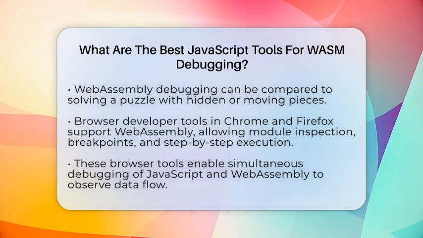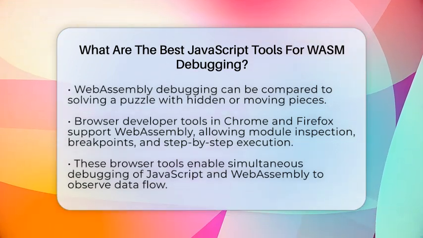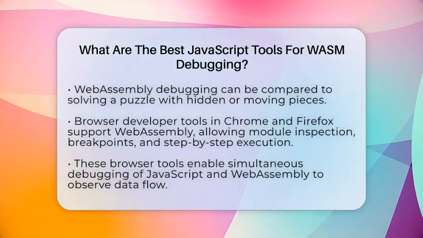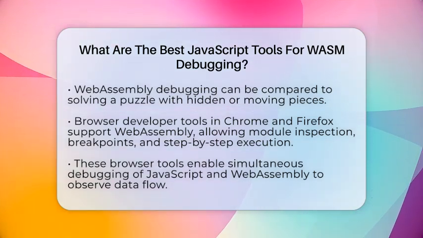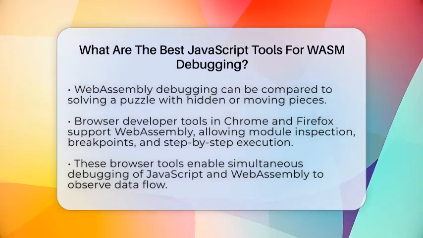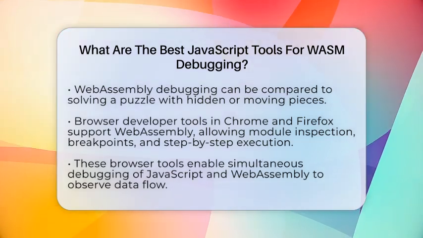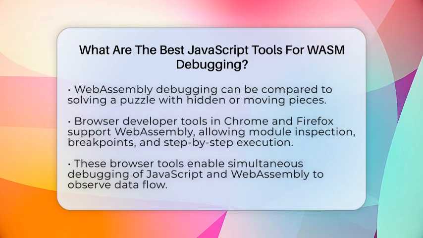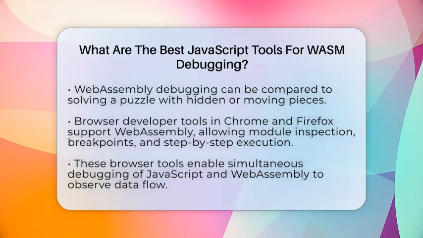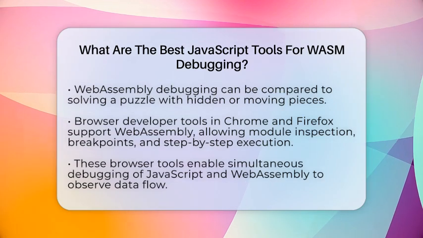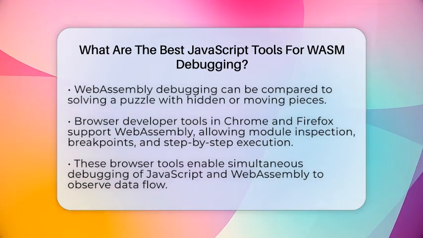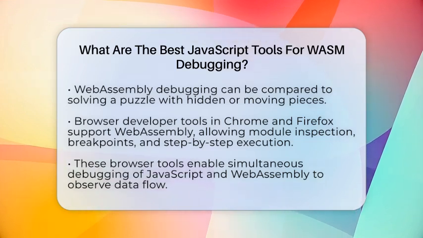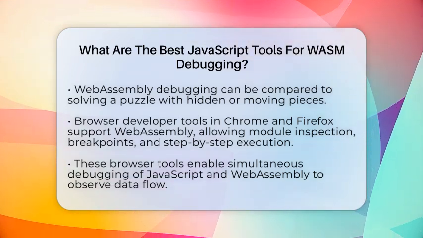When working with WebAssembly, or WASM, you need tools that can peek inside the code and help you understand what's happening under the hood. Browser developer tools are your first stop. Both Chrome and Firefox have built-in support for WebAssembly. They let you see the WASM modules loaded in your web page, set breakpoints directly in the WASM code, and step through instructions line by line. You can also inspect memory and variables, which is super helpful when tracking down bugs.